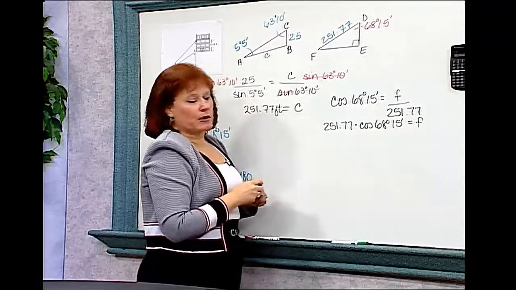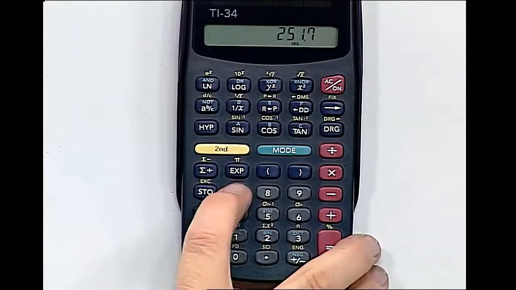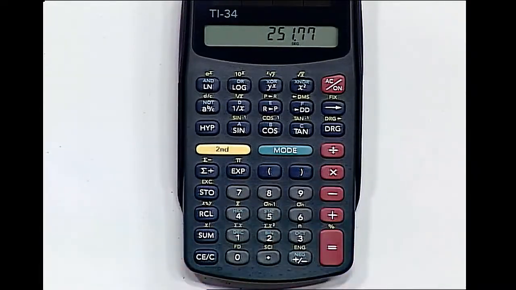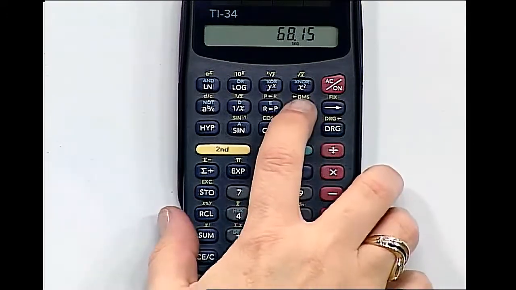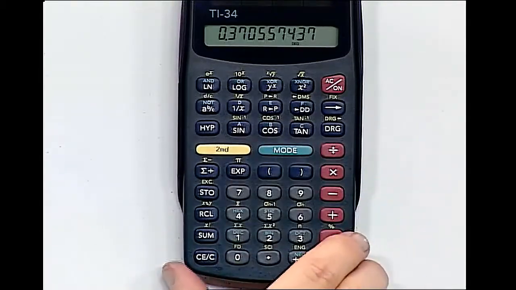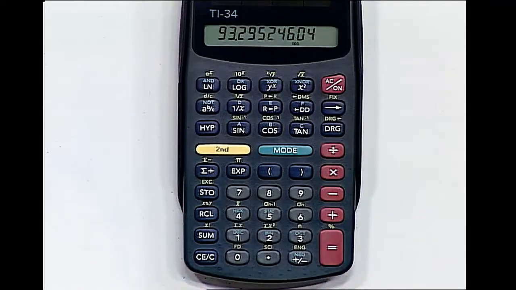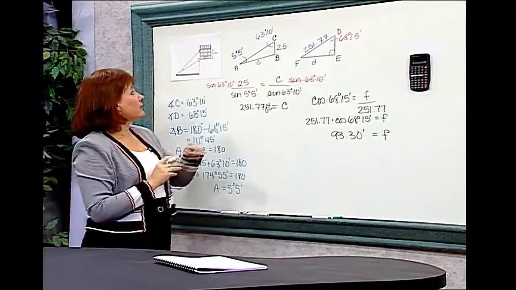I'm going to do this problem on my calculator, and I'll enter 251.77 times, I'm going to put in 68 degrees 15 minutes, change it to decimal degrees, and take the cosine, complete the multiplication by hitting the equal sign. So after our calculations, we see that f is 93.30 feet. So we found f, the height of the cliff.